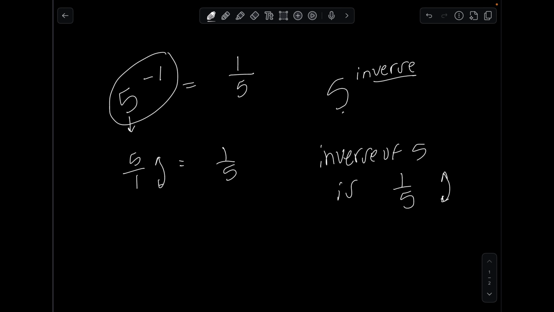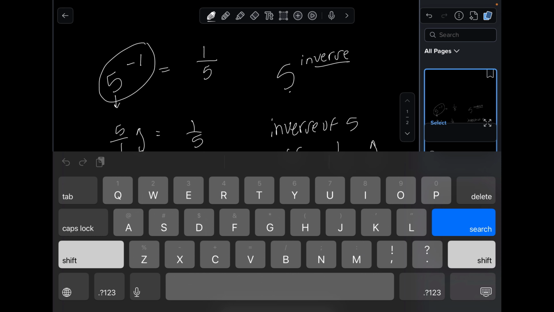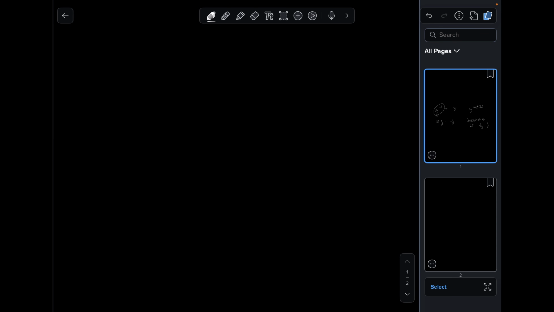Okay. So let's try another one. I'm gonna give you another one. Okay. Clear page. What is the inverse of 1/4? AKA, this is how you write it. What is the inverse of that?